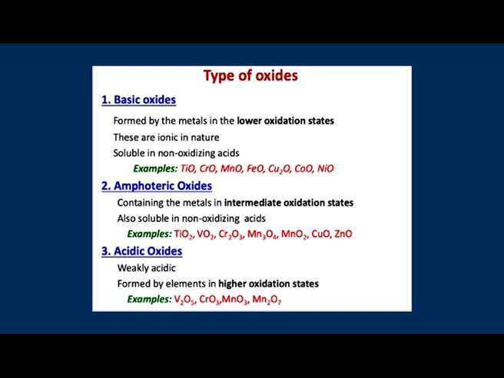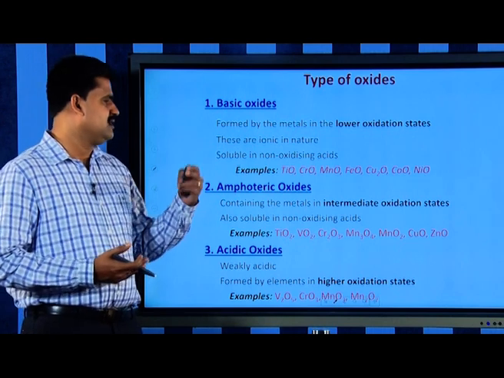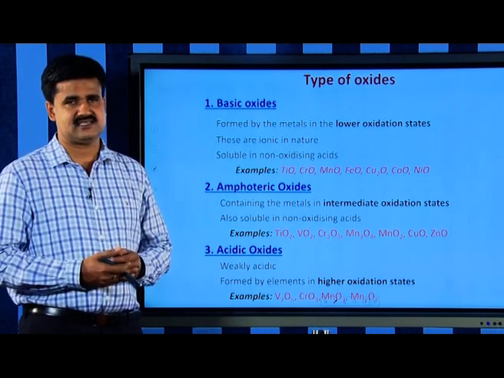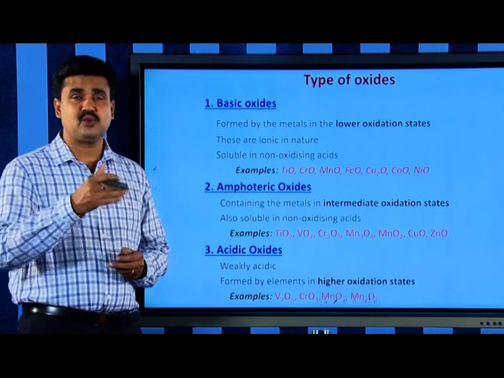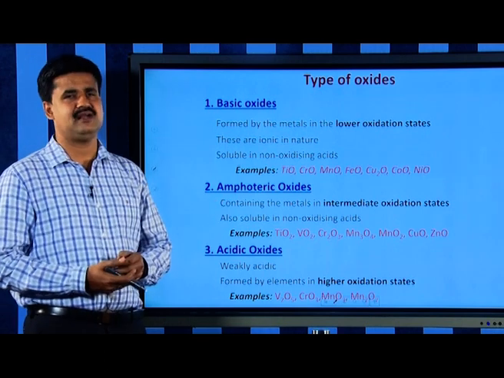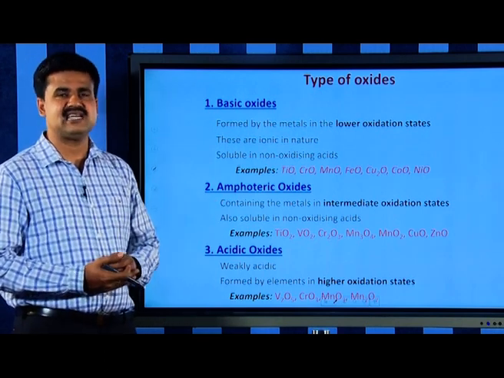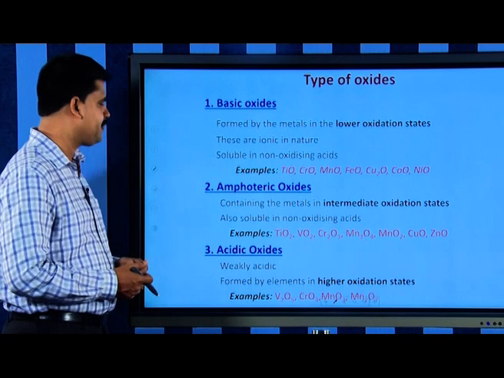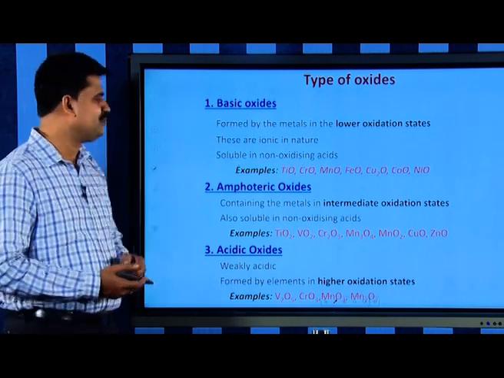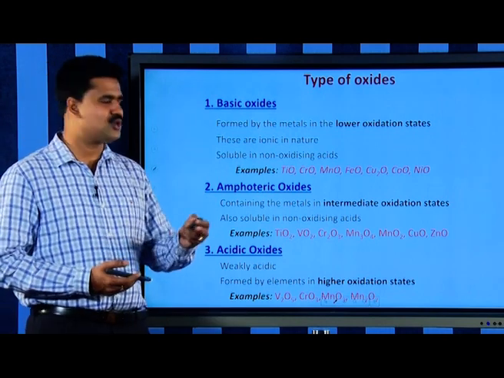Another category of oxide is amphoteric oxide. They exhibit the properties of both acid as well as base. They contain transition metals in the intermediate oxidation state, that is, not low or not very high. They are also soluble in non-oxidizing acids like hydrochloric acid. Some examples are TiO2, VO2, Mn3O4, MnO2, etc.